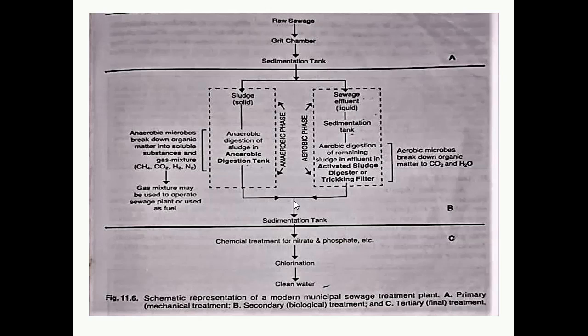Here we are observing the three parts, A, B and C. A belongs to the primary treatment, B belongs to the secondary treatment, and C belongs to the tertiary treatment. Here, observing A, sewage water comes into the grit chamber, consisting of different filters, and then enters the sedimentation tank. This is nothing but the primary treatment.